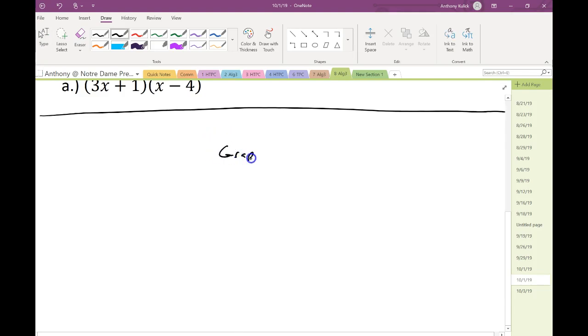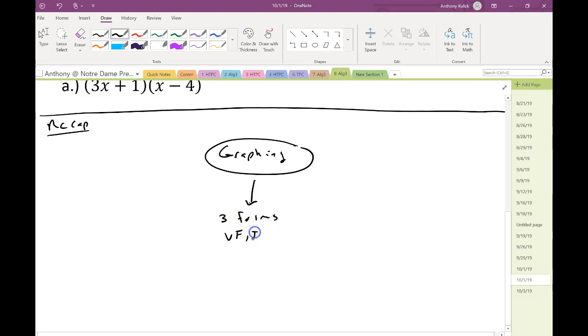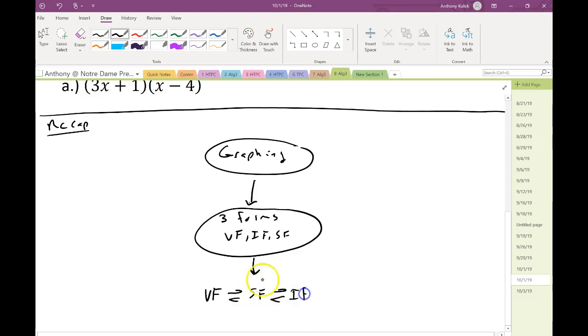So we started by talking about graphing. And we talked about there were 3 forms that we used for graphing. We talked about vertex form, intercept form, and standard form. And then we talked about how to convert in between those 3 forms.